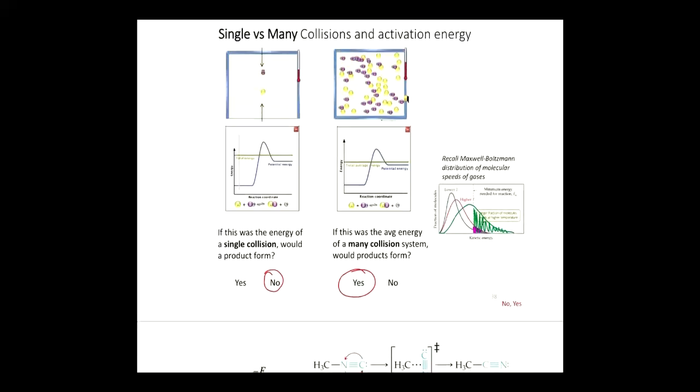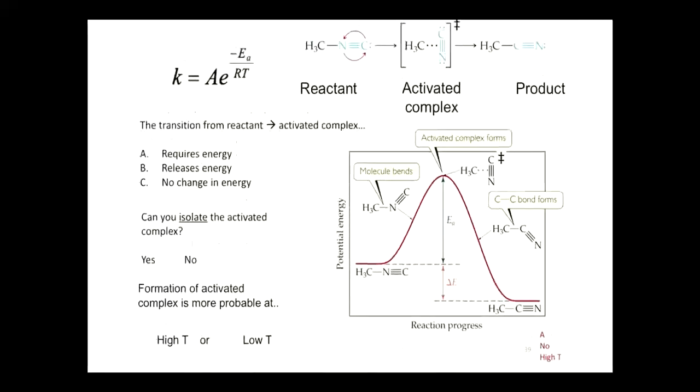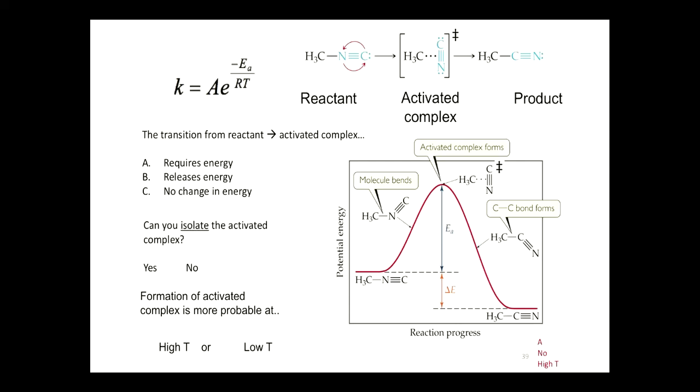Okay, so that's single versus many collisions. Let's look at this a little bit more and think about the purpose of this activation energy. Why do we have to give this reaction a little bit of energy in order to get to the product side? The reason that reactions have an activation energy is because we have to produce this unstable complex, what we call an activated complex, in order to make the product.